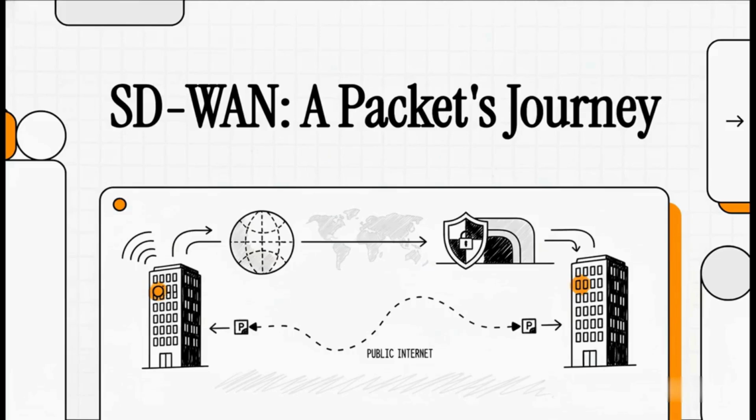Have you ever wondered how a massive company, with offices all over the globe, makes it feel like everyone's plugged into the same network? How does data zip from one continent to another over the plain old internet, but stay totally private and secure? Well, today, we're going to find out by following a single packet of data on its incredible journey. We'll see exactly how SD-WAN makes it all happen.